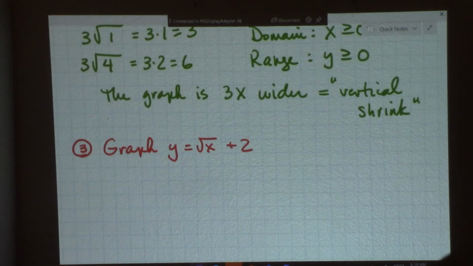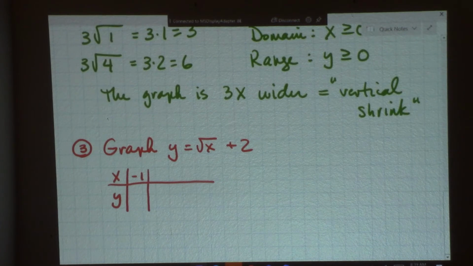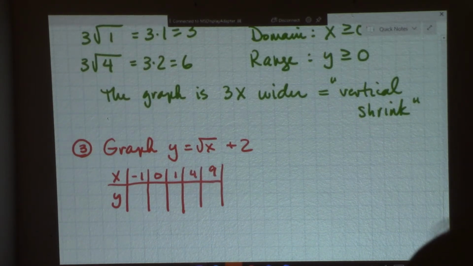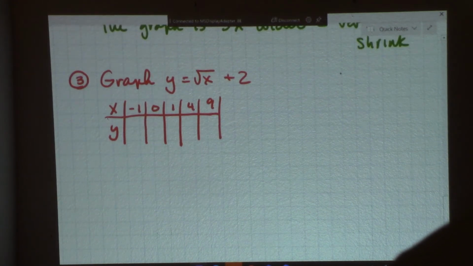So let's make our table. -1. Oh, there isn't one on your paper, so you'll have to write one. 0, 1, 4, and 9. I'll fix that if I can before I send it to you.